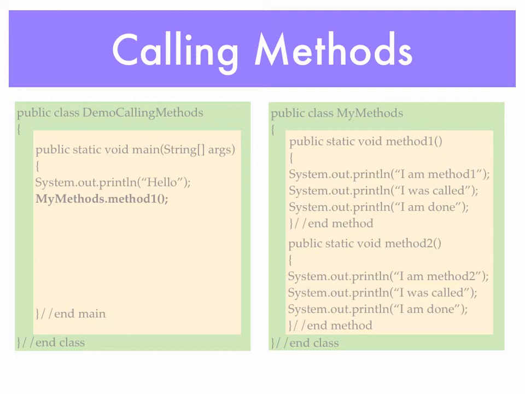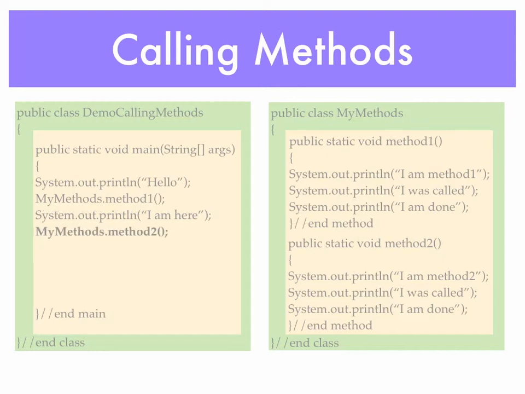It's static, so it may be called using the name of the class in which it resides, and then a dot, and then the name of the method. It returns nothing back, that's the void, and it expects no arguments to be passed to it. So I have an empty open and closed parenthesis here in my line that calls method1, MyMethods.method1. My next line in my main method will simply print to the screen "I am here."